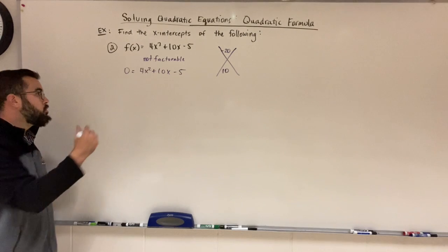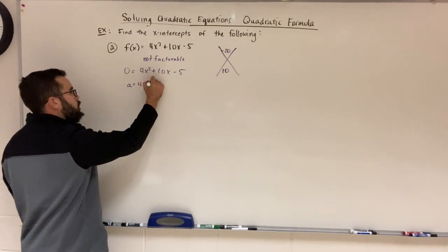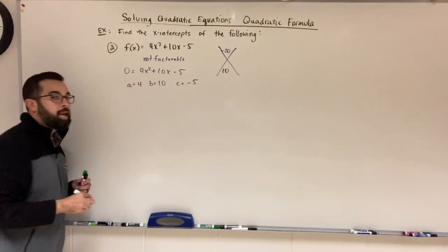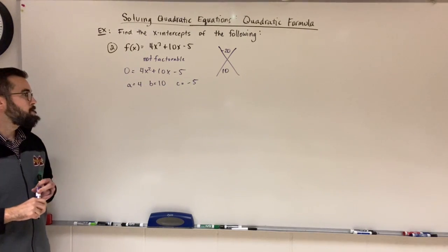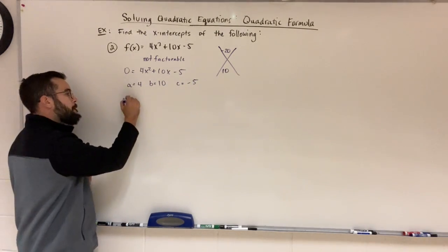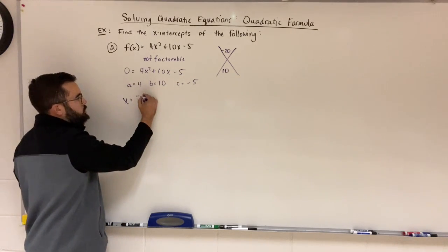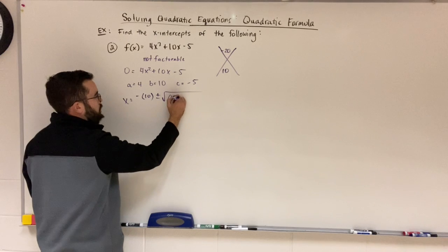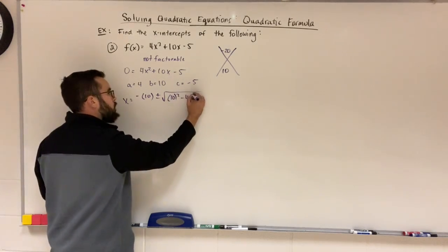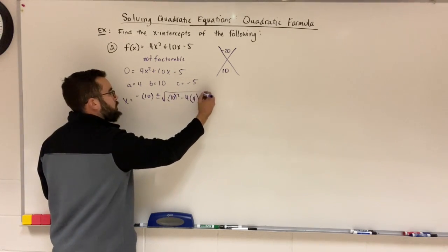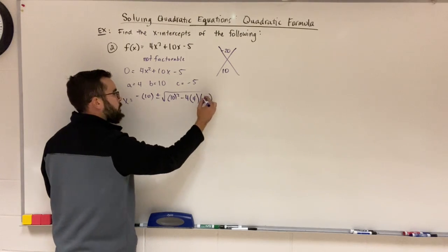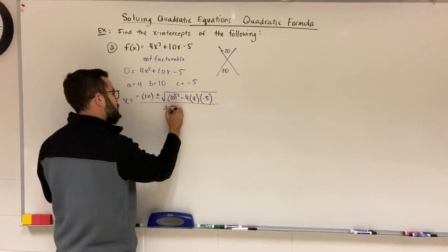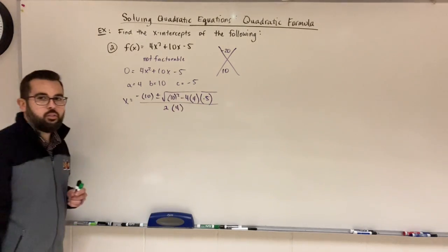So I'm going to use the quadratic formula. I have a equal to 4, b equal to 10, c equal to negative 5. So I'm going to have minus 10 plus or minus the square root of 10 squared minus 4 times a, which is 4, times c, which is negative 5, all over 2 times a, which is 4.